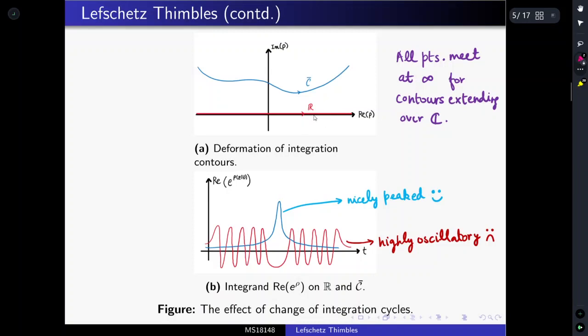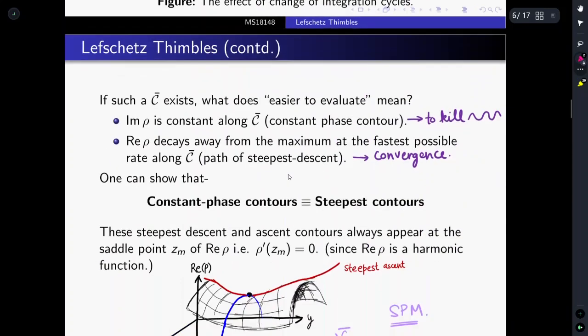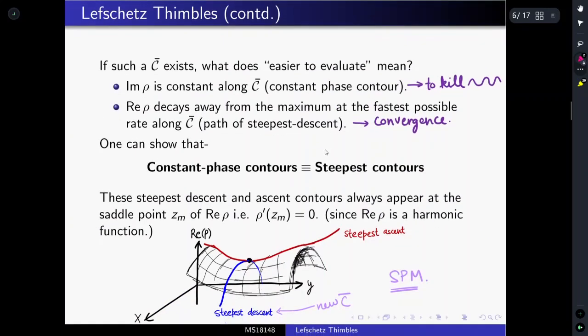So the idea is that if we look at the value of the integrand along the real line, which is marked in red here, it is highly oscillatory, and doing this integral numerically is not desirable. So we are proposing that maybe we can find some contour C bar where this integrand is nicely peaked, so we can do this integration easily. So let us say if such a C bar exists, what properties should it have?